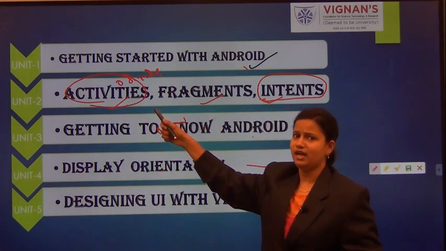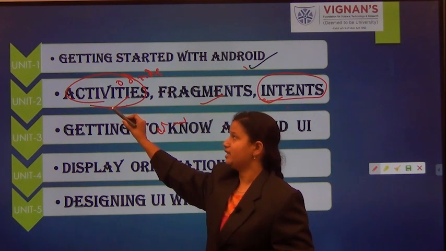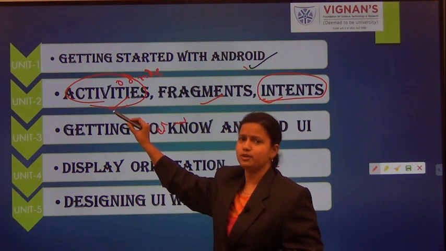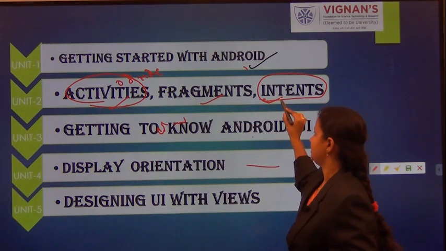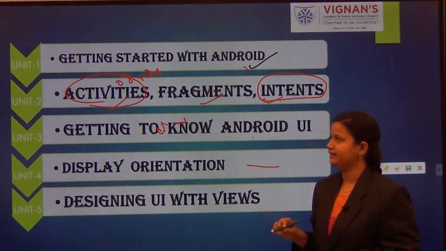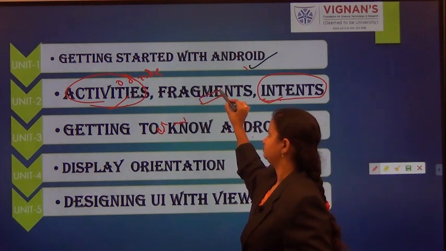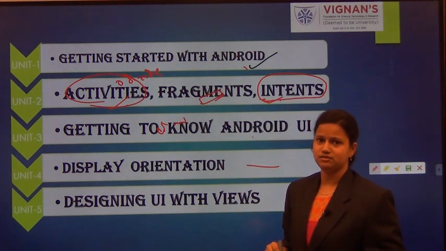Each and every application contains more than one activity. So how do we establish a connection between those activities? That is established by the concept of intent. And the next one is fragment. So what does fragment mean?